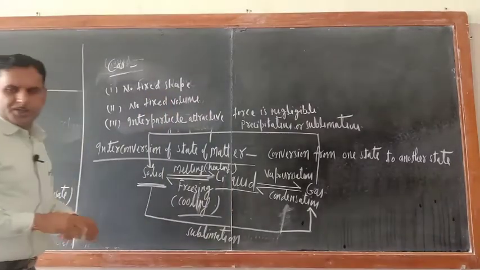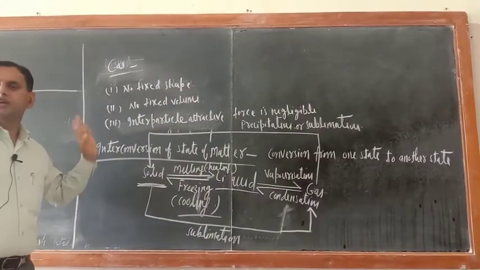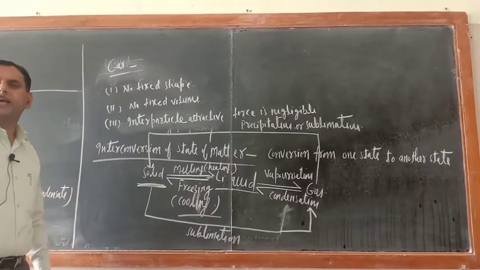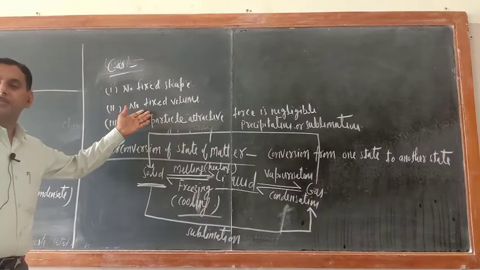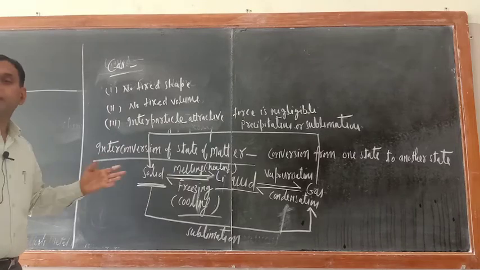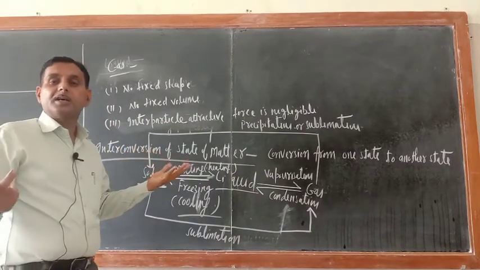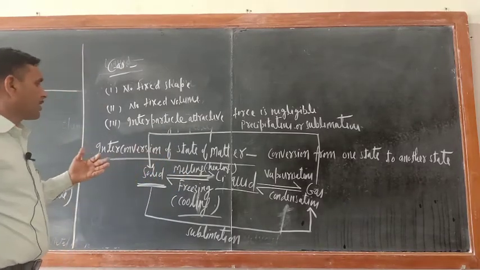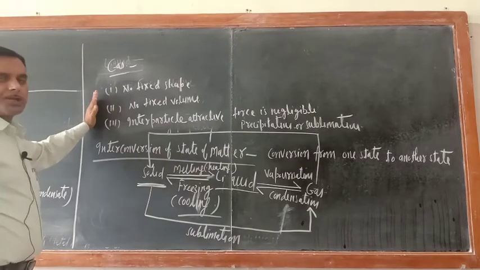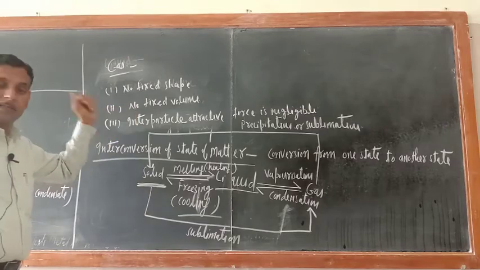So in this state of matter, what is happening? Shape is not fixed. This is the only reason that gas can acquire the shape of any container in which it is kept. Now volume is not fixed. Why volume is not fixed? Interparticle attractive force is negligible. That is why it can acquire any amount of volume. Their particles are free. So now all the three states are over, means solid, liquid and gas.